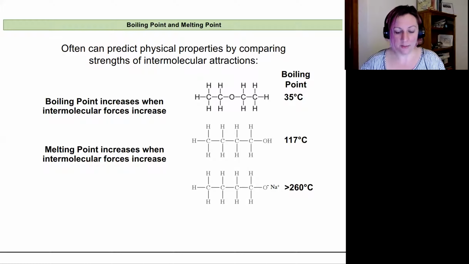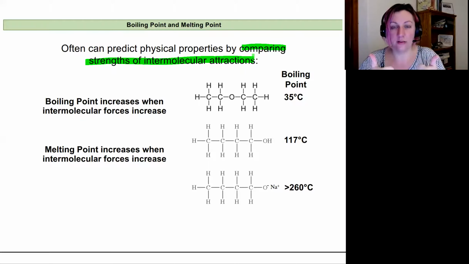So we can predict physical properties, especially in comparison to another compound, and figure out relatively which one will have a higher or lower boiling or melting point by comparing the strengths of their intermolecular forces. And so we see that boiling point and melting point, that temperature at which something goes through those phase transitions, will increase. So they'll occur at a higher temperature when intermolecular forces are stronger.